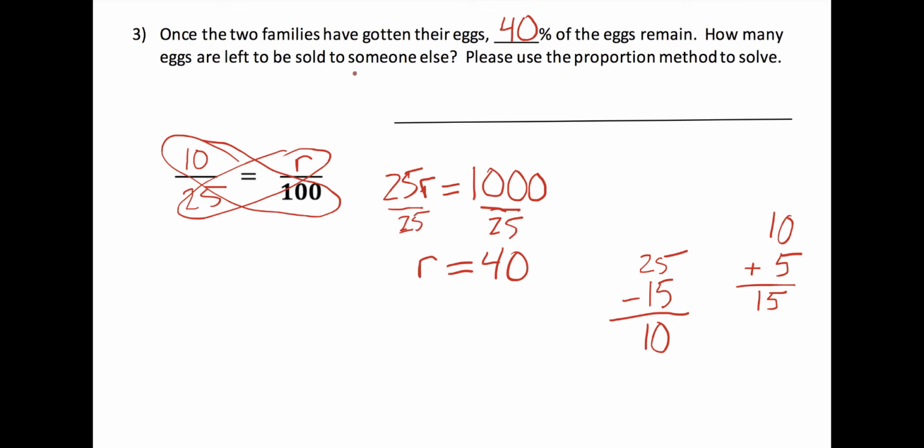And then the eggs left to be sold to somebody else we know are 10. That's the part. And we just used what we knew from the previous problems and subtracted from the whole to be able to find that out. So 10 eggs remain, or 40%.